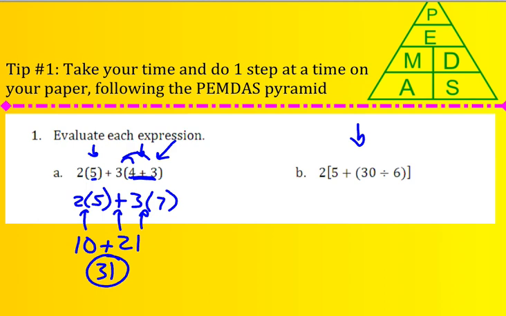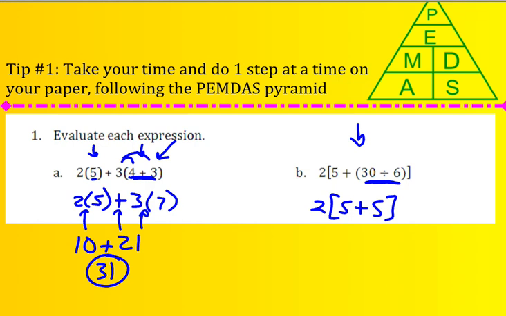Now there's brackets and parentheses. You always do the innermost grouping symbol first. So we're going to do the 30 divided by 6 here. So I'm going to have 2 times 5 plus 30 divided by 6 is 5.